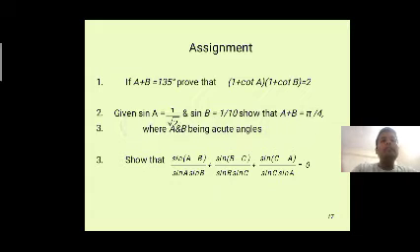Here you observe these three problems depend only on the formulas of sine of a plus b and sine of a minus b, cos of a plus b and cos of a minus b, tan of a plus b and tan of a minus b, and also cot of a plus b and cot of a minus b. These assignment problems depend only on the formulas. Whenever you know the formulas perfectly, you can do these problems perfectly.